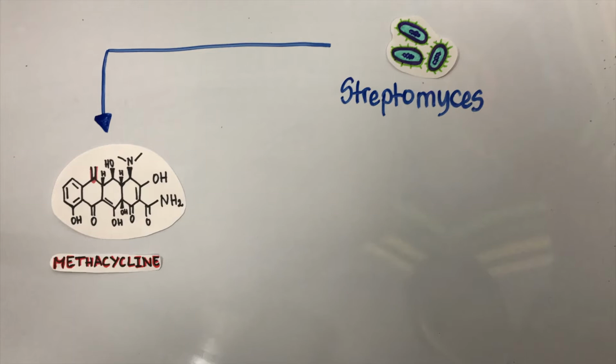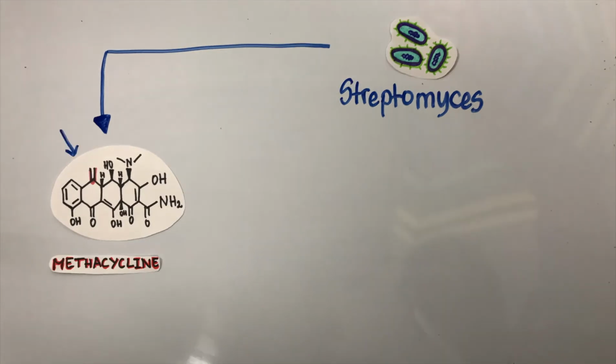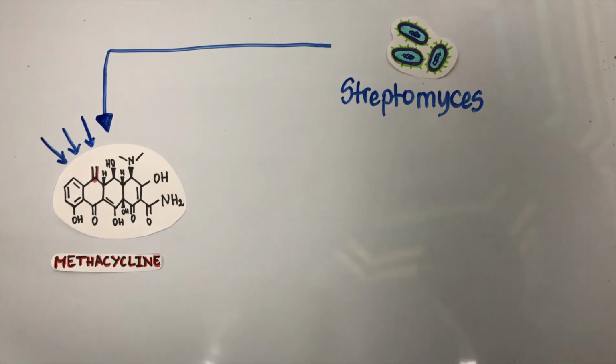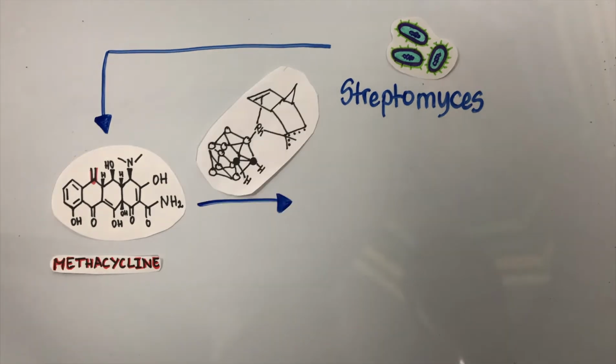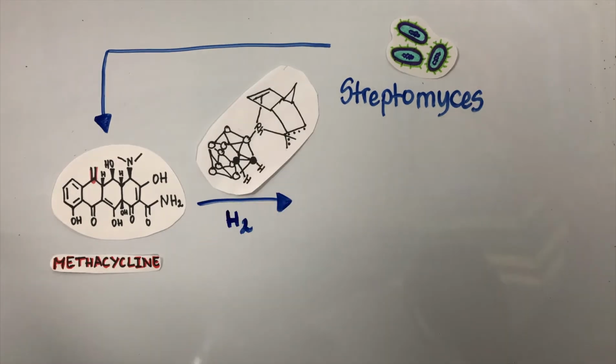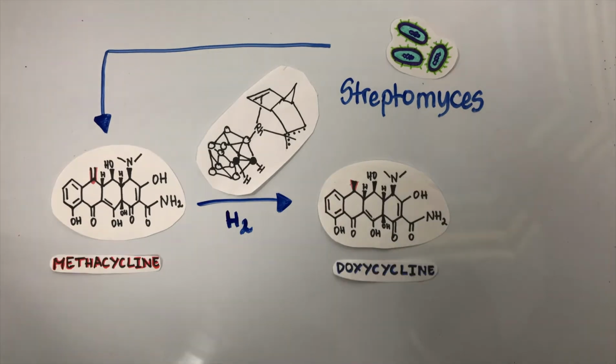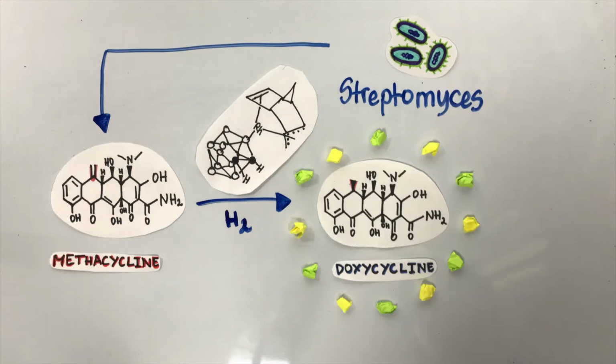So this process involves the reduction of the double bond at the C6 in methylcycline, which is a stereospecific reaction catalyzed by rhodium carborane complexes, and doxycycline is produced in this one-step reaction. The semi-synthesis is preferred to the total 18-step synthesis as it is a cheaper option with fewer chemical steps.